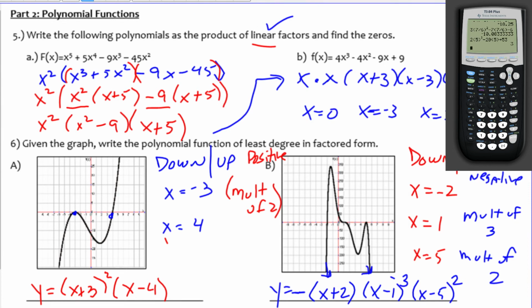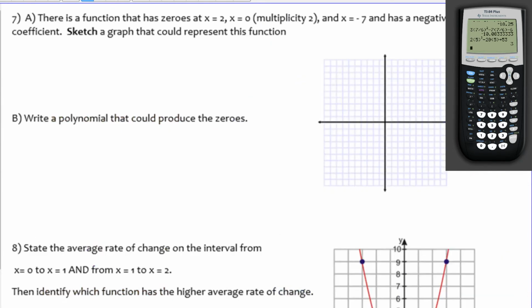Okay, so let's move on to the next group of problems. It says there's a function that has zeros at 2, 0 with a multiplicity of 2 and negative 7 and has a negative leading coefficient. Sketch a graph that could represent this function, and then in part B we're going to write a polynomial that could produce those zeros.